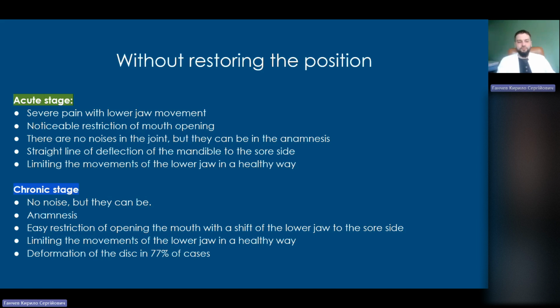There is a restriction of opening the mouth with a shift of the lower jaw to the sore side, limiting the movement, and it could be deformation in two-thirds of cases. Okay, let it be 77.